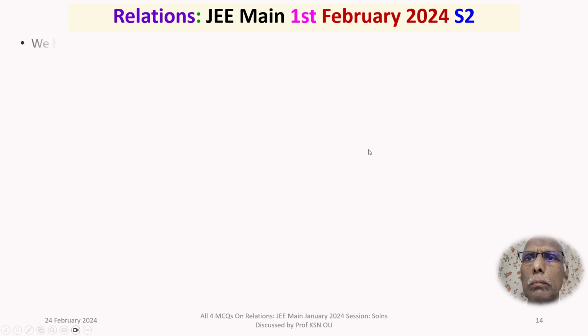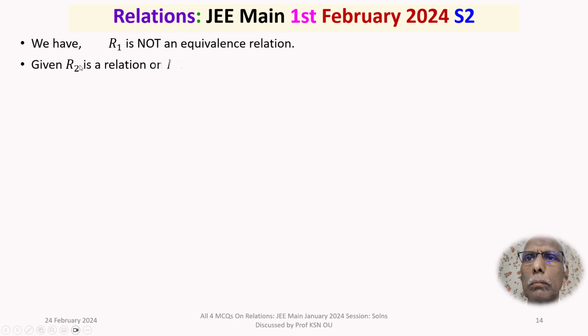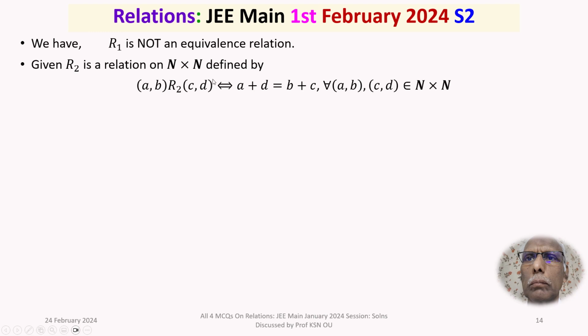We move to R2. Given R2 is a relation on N cross N defined by, where N is the set of natural numbers, A comma B related to C comma D by the relation R2 if and only if A plus D is equal to B plus C for all ordered pairs A comma B, C comma D belonging to N cross N.